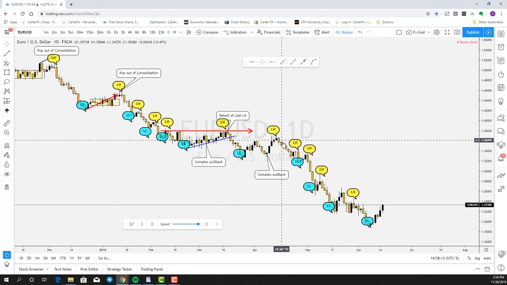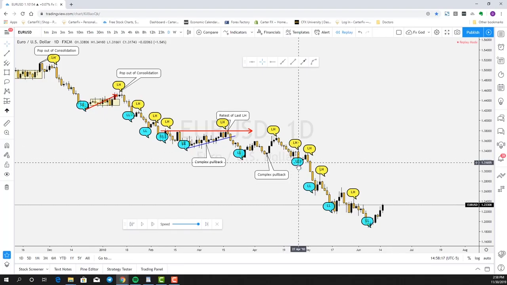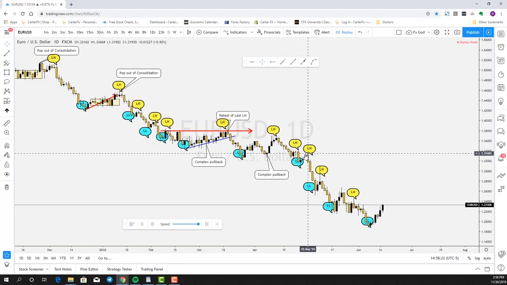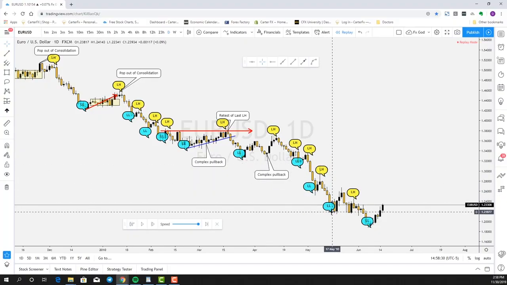Lower high led to a lower low. Once again, nice little morning star variation. Lower high leads into a lower low. All right, one to two candle pullback. Nice morning star variation. Lower high leading into a lower low.